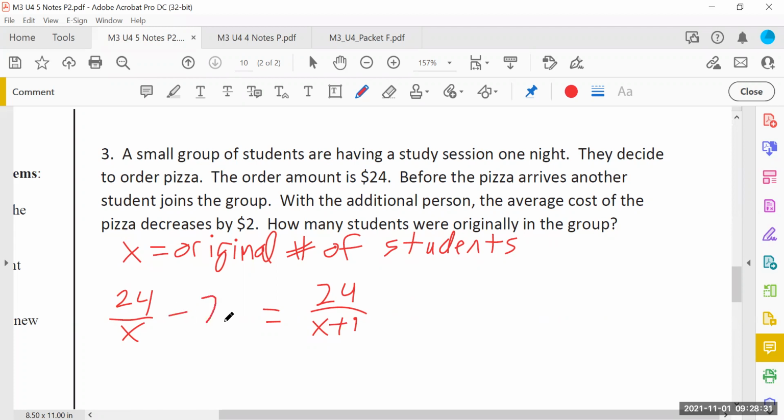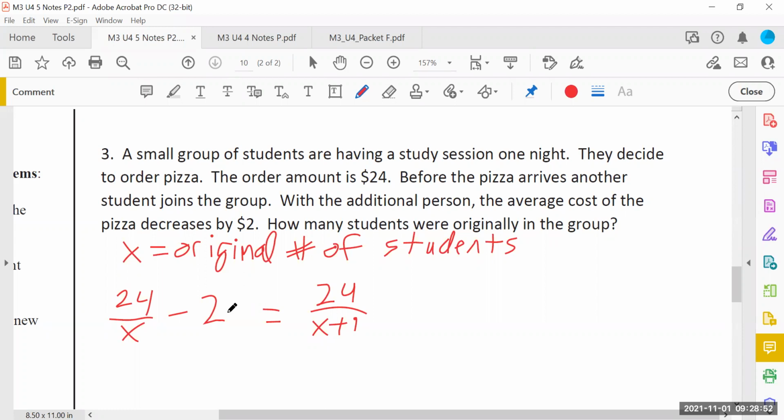I'm going to put it here. I'm going to say the original one decreased by $2 when we added the new student. Does that make sense to everybody? So the idea is original plus or minus the change equals the new one. Does that make sense to everybody?